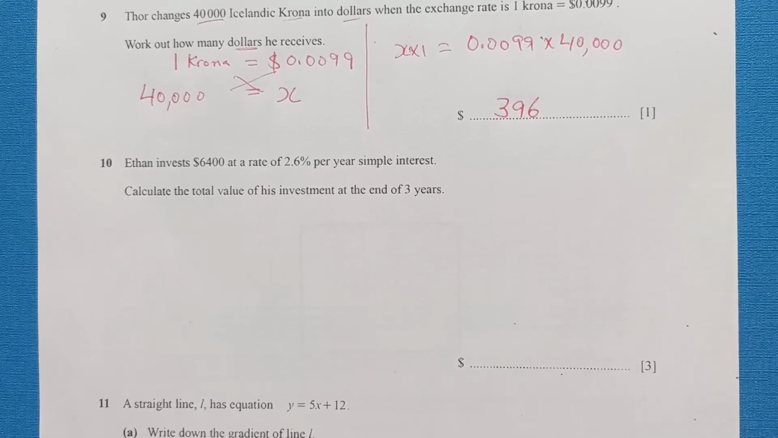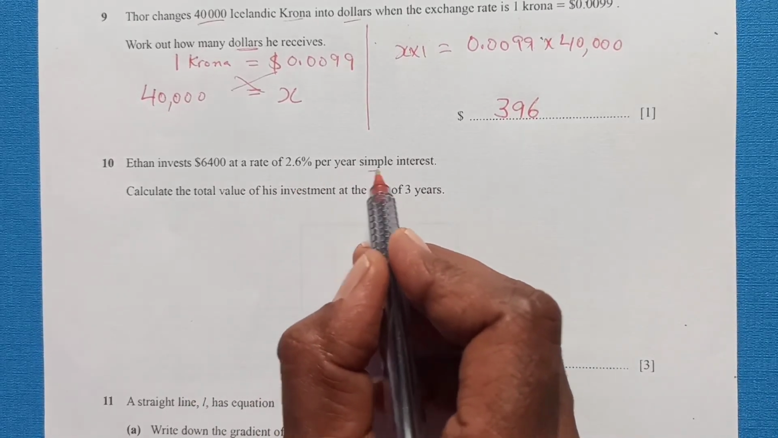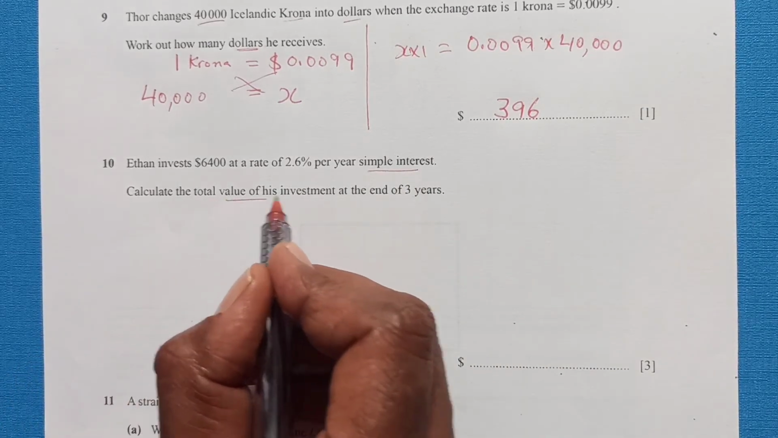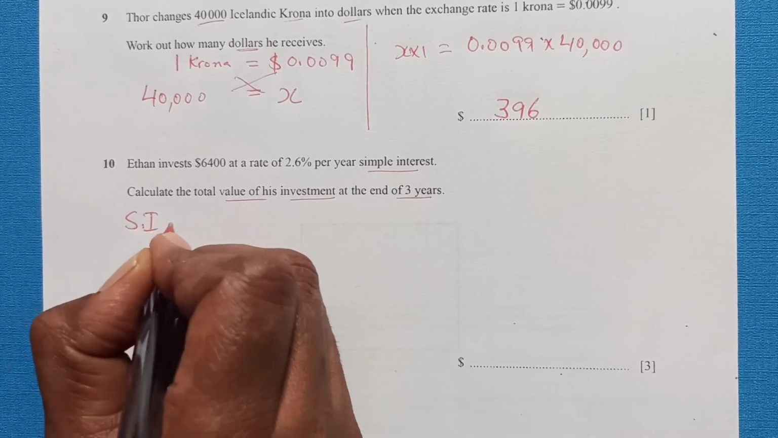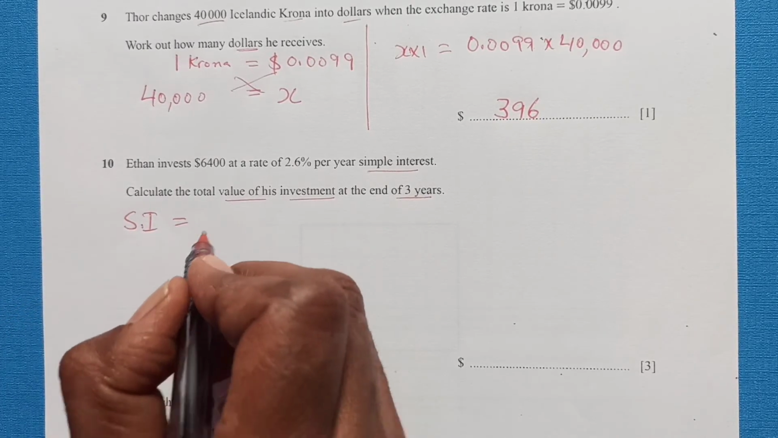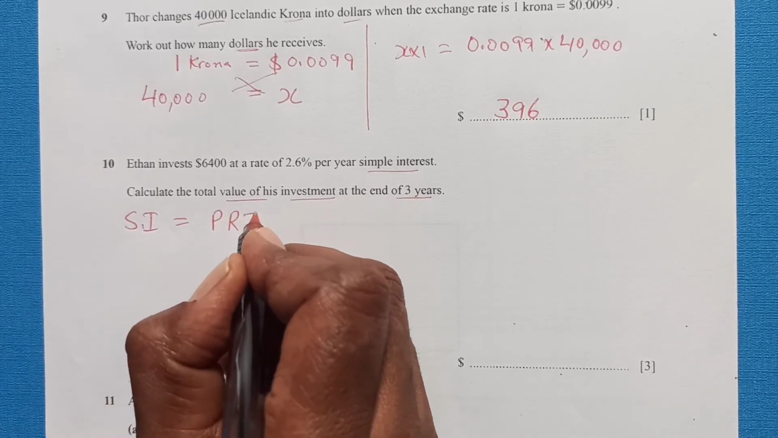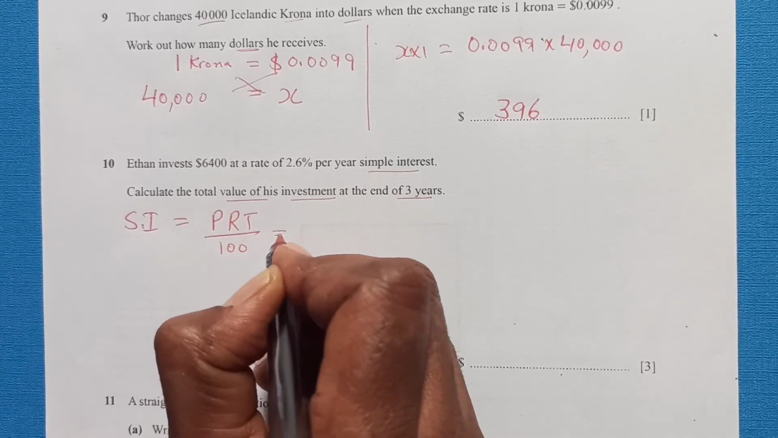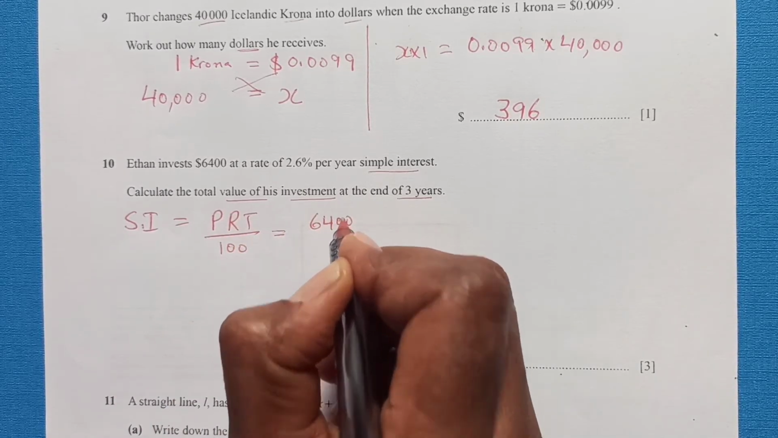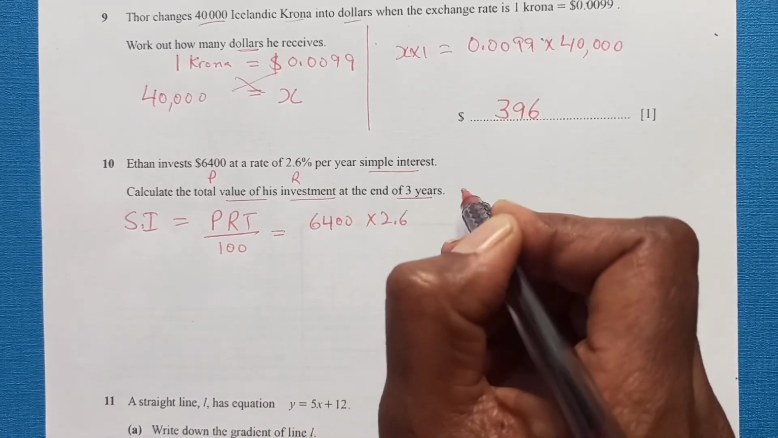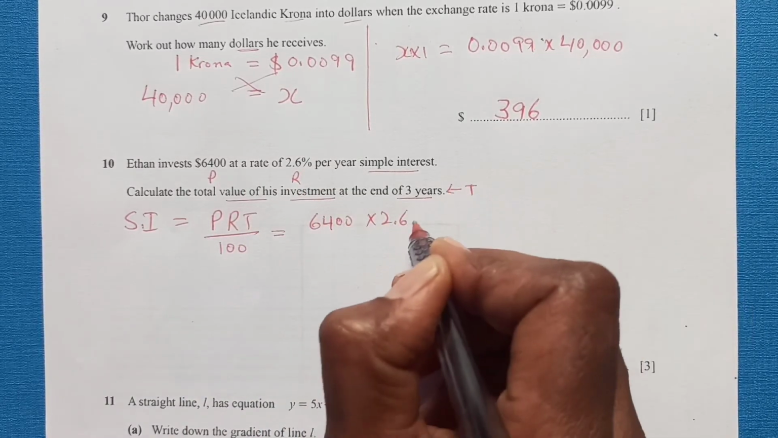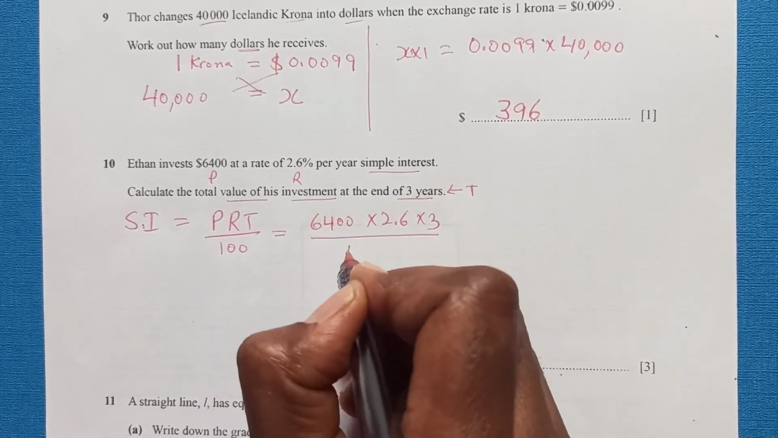Now number 10. Ethan invests $6,400 at a rate of 2.60 per year simple interest. Calculate the total value of his investment at the end of 3 years. For that we need to calculate the simple interest first. The formula of simple interest is PRT over 100. That means 6,400 is our principal amount, rate is 2.6, and time is 3 years, over 100.